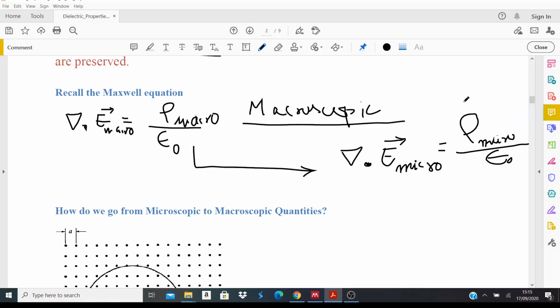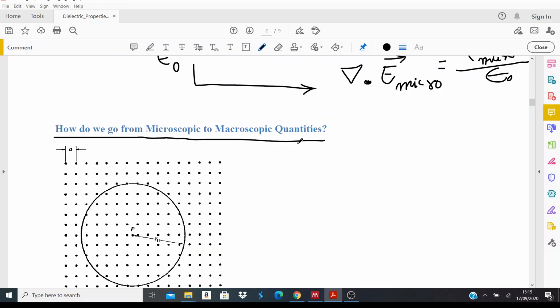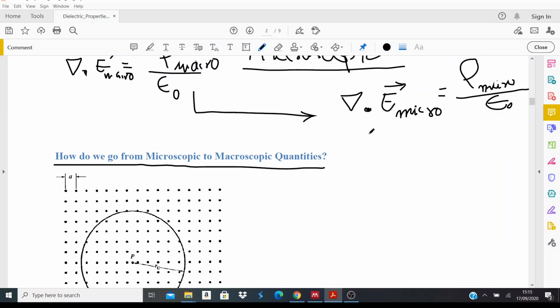Now the obvious question is that we always write down this macroscopic Maxwell's equation, but we know there's another Maxwell's equation, the same, where the quantities are at the microscopic level. So the question to ask is, once you are given some microscopic electric field, how do you calculate the macroscopic quantity? How do we go from these microscopic quantities to the macroscopic quantity? That's a very important question to ask.